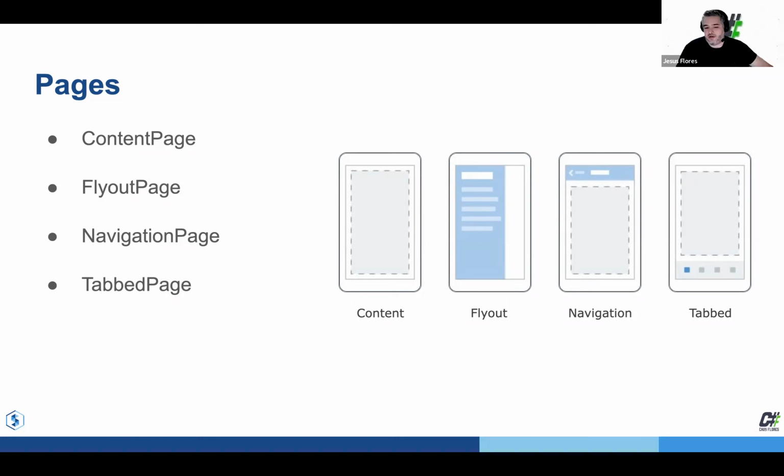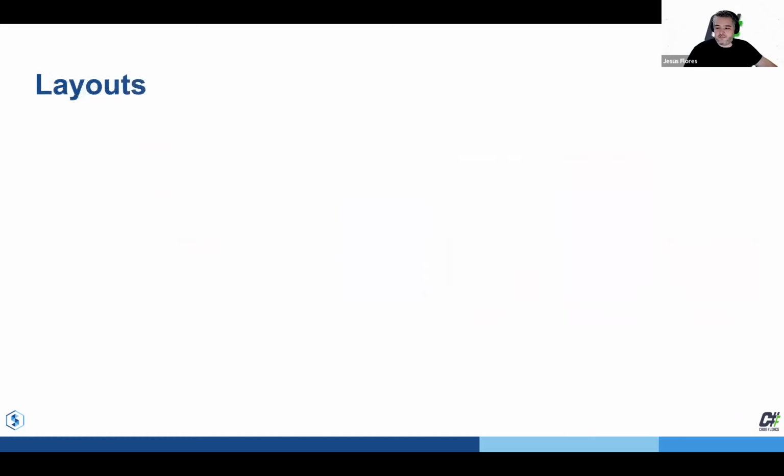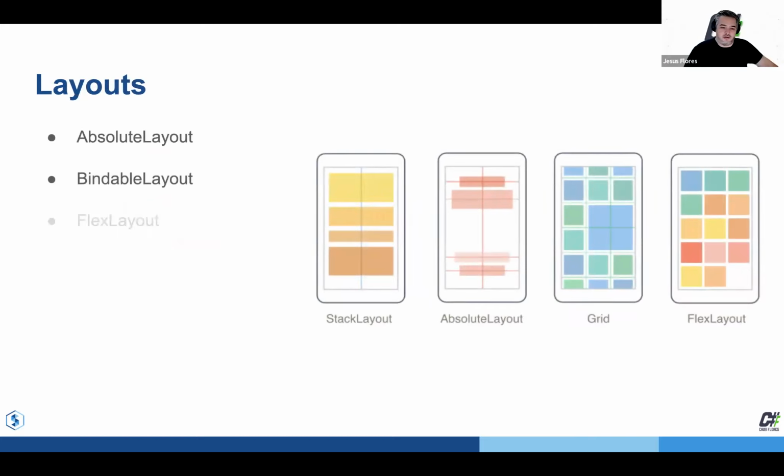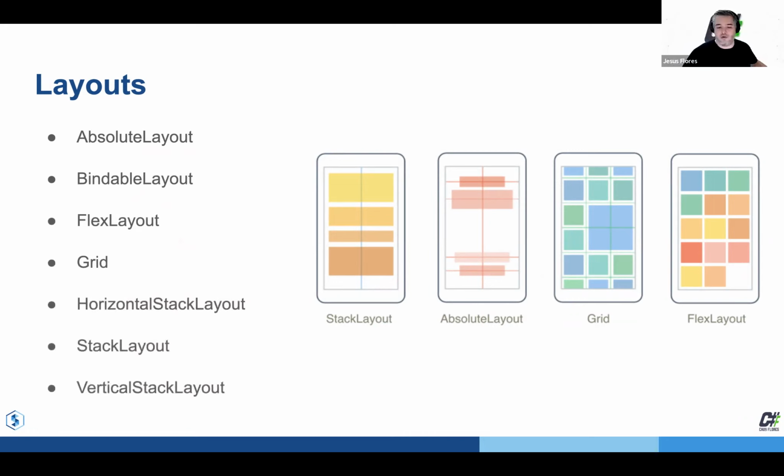Each page, for example the content page, only allows one specific visual element. So if you create a button in a content page, it will just be one giant button there. Instead of that, you can implement some layouts. We have the absolute layouts, bindable layouts, flex layouts, grids, horizontal stack and vertical stack layouts. These layouts will help us structure or place our controls or objects in a prettier way.